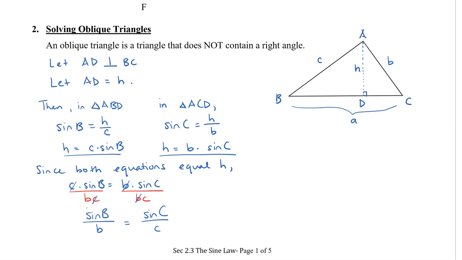Now we can do something else. Let's start with this part again, what I have in blue. So c sine B equals b times sine C. This time, instead of dividing by bc, I'm going to divide by sine B times sine C on both sides.